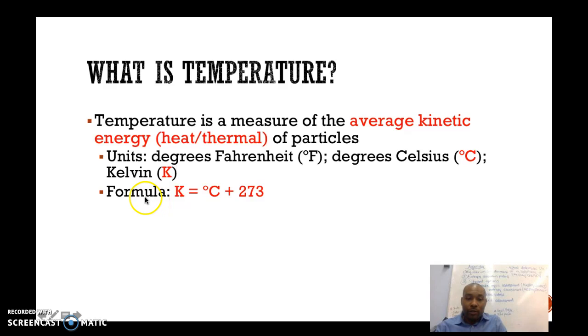And the formula that we can use to convert Celsius to Kelvin is seen here. So Kelvin is equal to whatever the degrees is in Celsius plus 273. Okay, and if we wanted to go from Kelvin to Celsius, then whatever the Kelvin is, we can just subtract 273 from it to get the degrees in Celsius. So it's a useful formula to know.